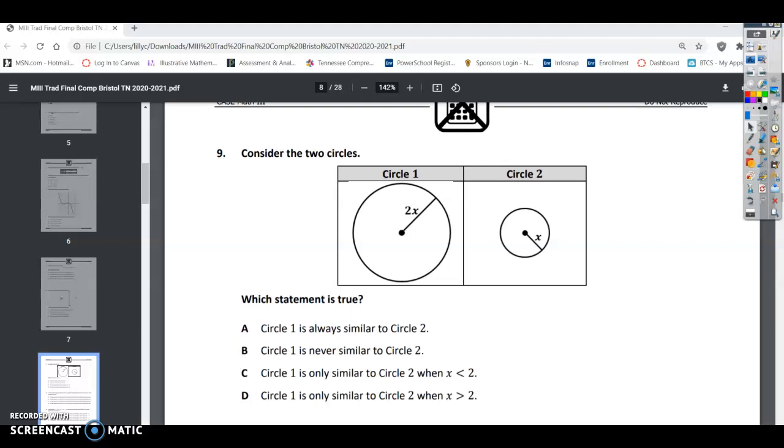Circle 1 is never similar to circle 2. Circle 1 is only similar to circle 2 when x is less than 2 or when x is greater than 2 for D part. Alright, so what do we know about circles?